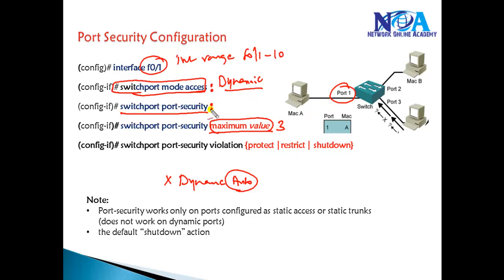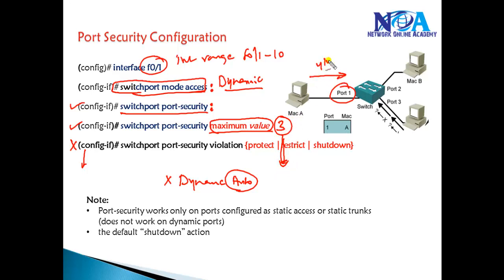Now this command, switchport port-security, is going to enable the port security feature on that particular port. In the next command, we define the maximum number of MAC addresses that can be learned on that port. And the last command is optional, not compulsory, for when it reaches the maximum limit. So I'm going to define 3 MAC addresses.